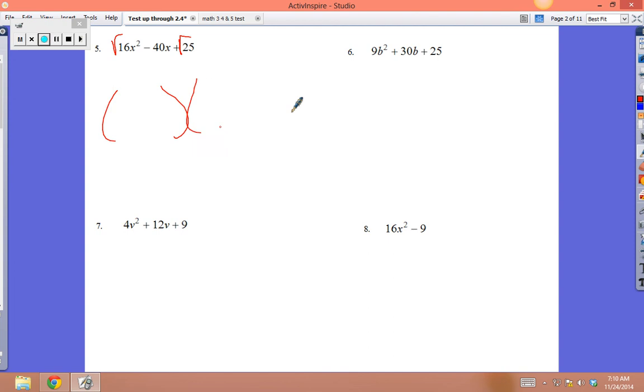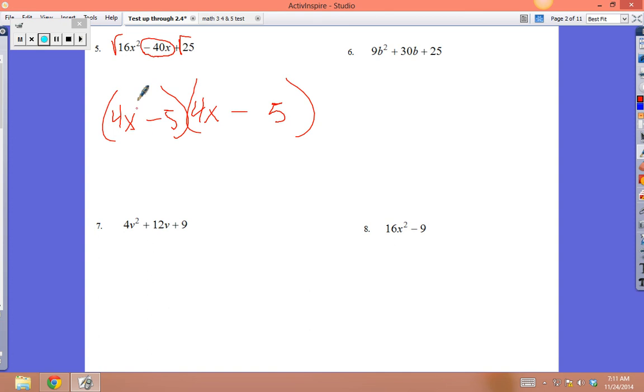So how they multiply and get the 16x squared is they do 4x times 4x, so you can just take the square root. How they multiply and get the 25 is they do 5 times 5. So you kind of ignore the middle until right now. We need to know what kind of signs go here. It's either positive, positive, negative, negative, or you got one of each. And because your middle is a negative 40, it's going to be negative, negative.